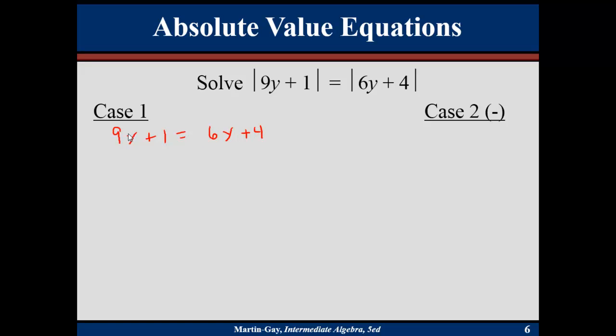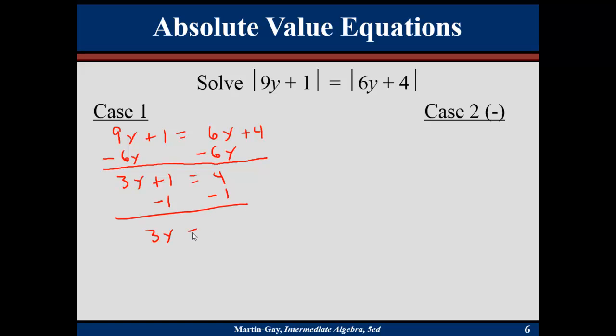So remember, we have these y's on each side of the equal sign, so we want to get those y's combined. So I'm going to subtract 6y from each side. That will give us 3y plus 1 equals 4. Then we want to subtract 1 from each side to get the numbers to the right-hand side of the equation. 3y equals 3. Divide by 3, and y equals 1. So that's one of our answers.